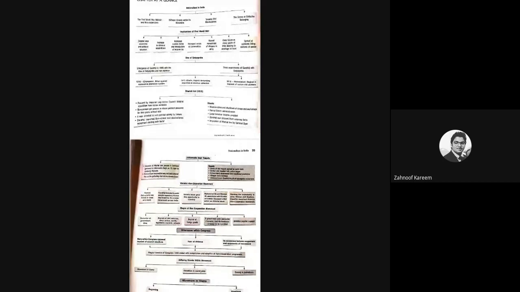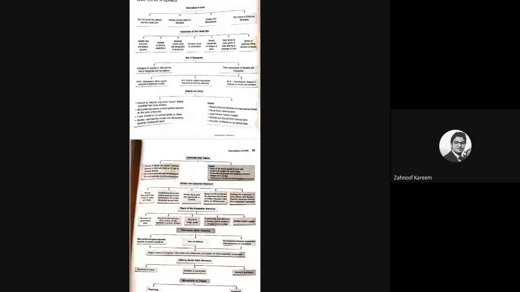What is the Rowlatt Act? The Act gave the government the power to arrest political leaders and keep them in prison. In which year was it passed? The Rowlatt Act was passed in 1919, April 6.